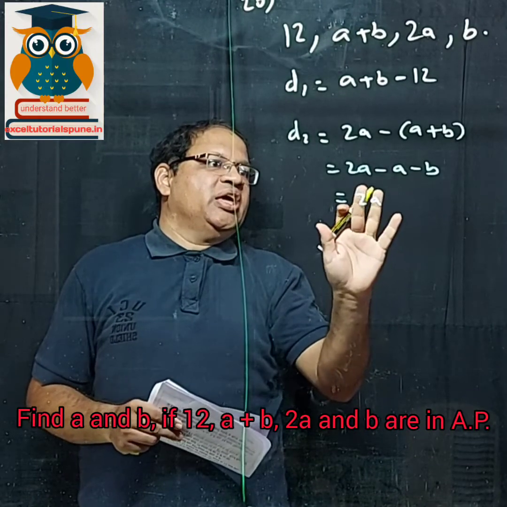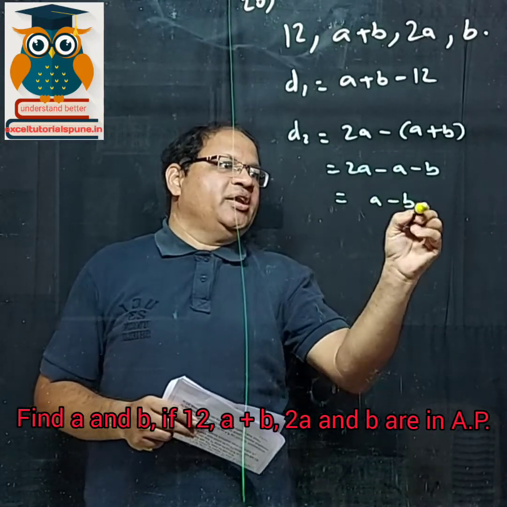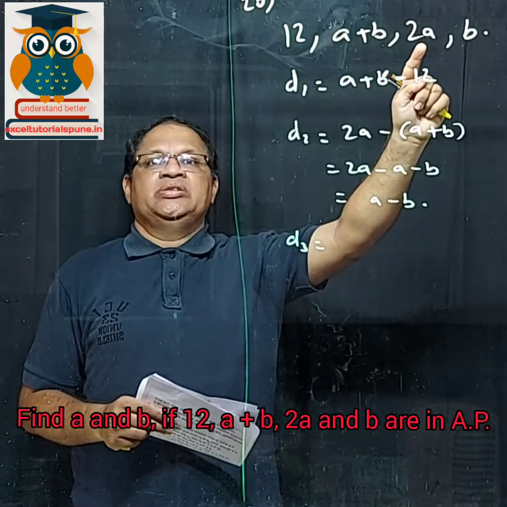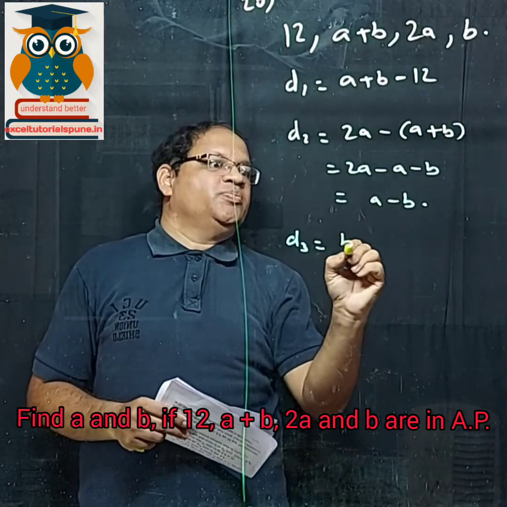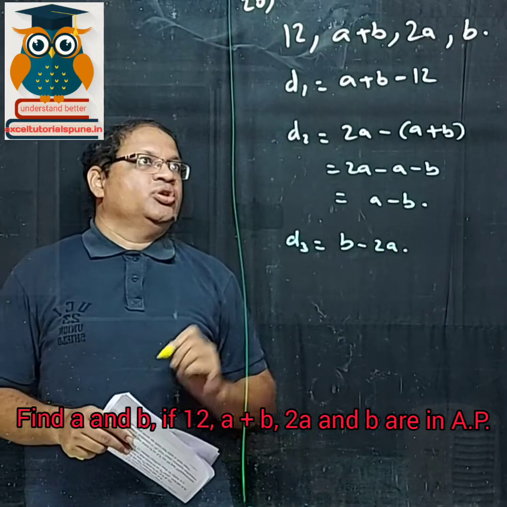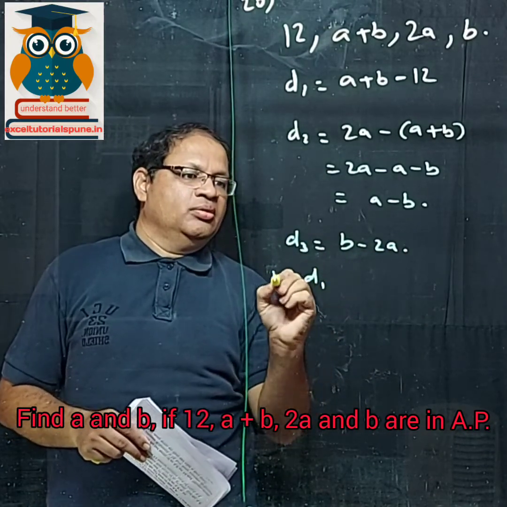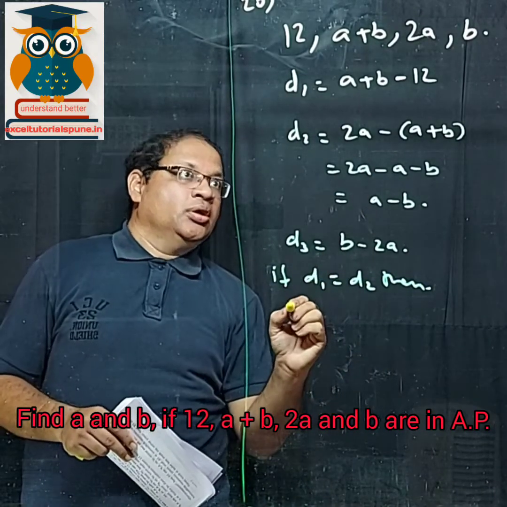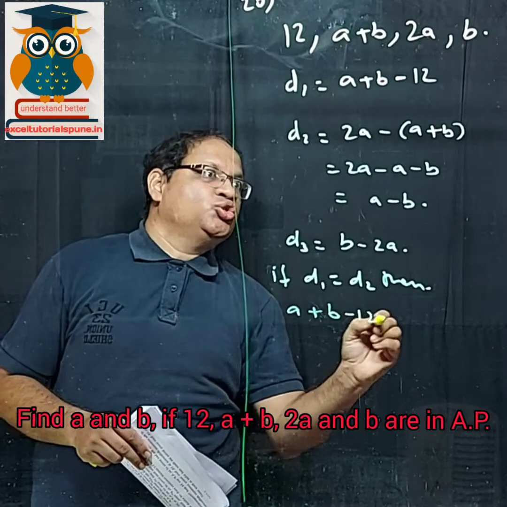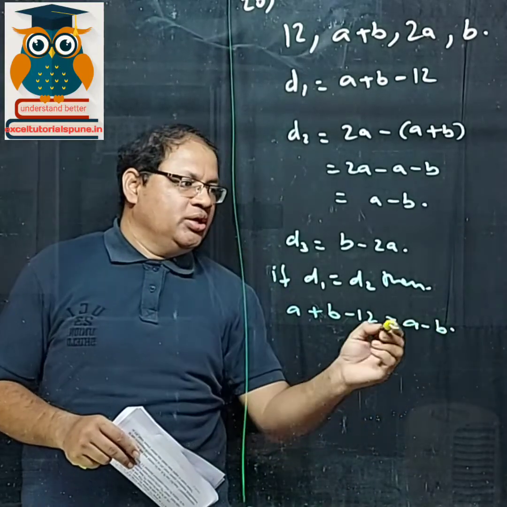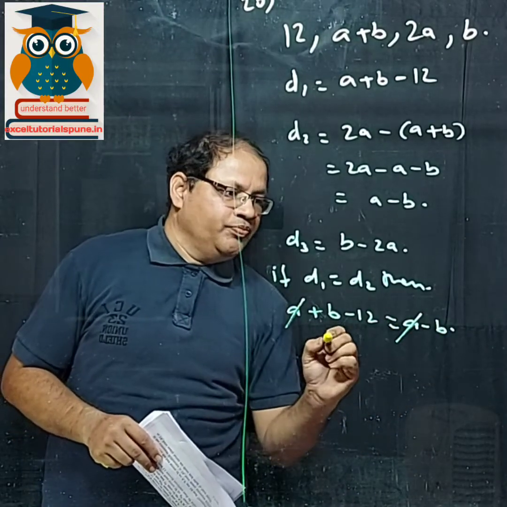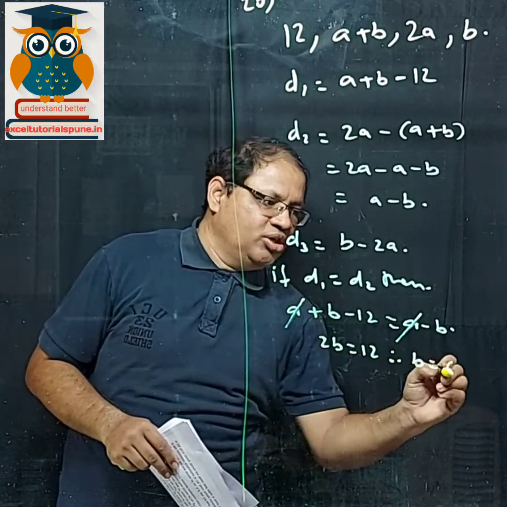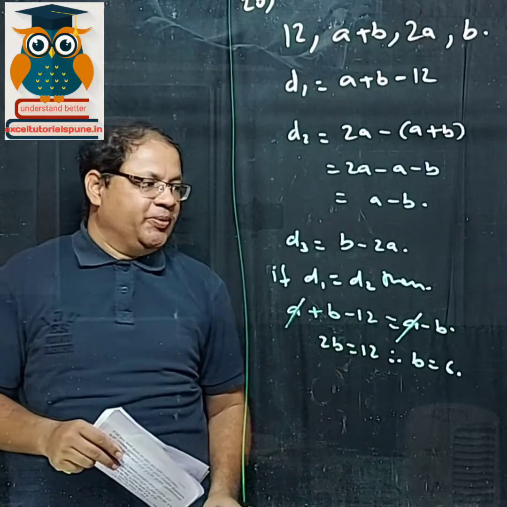2A minus A is A. So A minus B. And what will be D3? Fourth number minus third number. So that is B minus 2A. So now if D1 is equal to D2, then A plus B minus 12 is equal to A minus B. So A and A get cancelled. Minus B send that side. 2B is equal to 12. Therefore B is equal to 6. So we got the value of B.